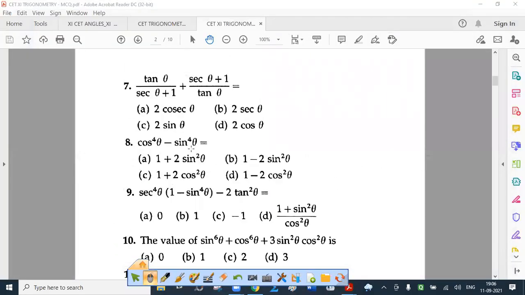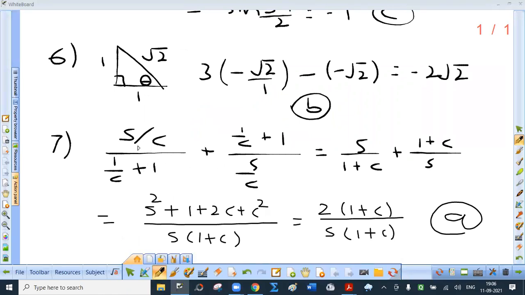Now sum number 7. Tan theta upon sec theta plus 1 plus sec theta plus 1 upon tan theta equal to. See, in most of the cases, I'm going to write sine as S and cos as C. So this is sine upon 1 plus cos plus 1 plus cos upon sine. LCM is sine into 1 plus cos. Numerator: sine square plus 1 plus cos square, that is 1 plus 2 cos plus cos square. See, sine square plus cos square is 1. 1 plus 1, 2. Now from 2 plus 2c, take 2 common to get 1 plus c. 1 plus c cancel. So what remains is 2 upon sine, that is 2 cosec. The correct option is A, Ahmedabad.